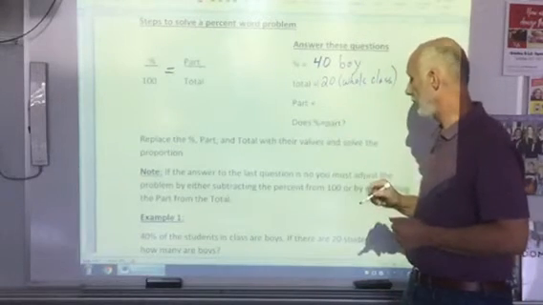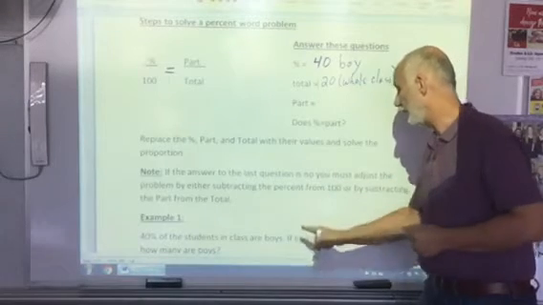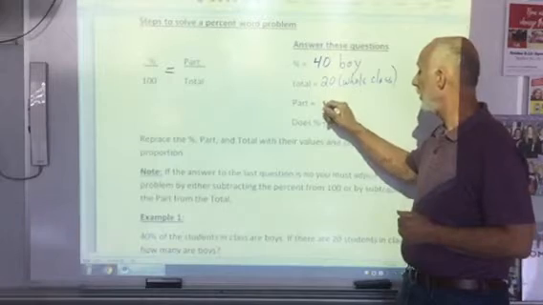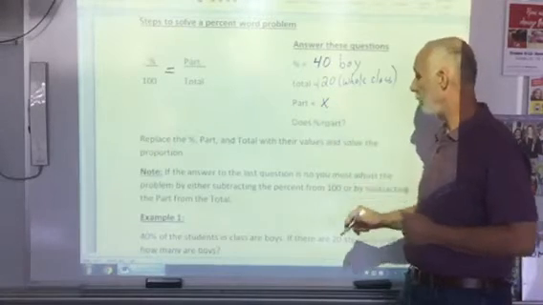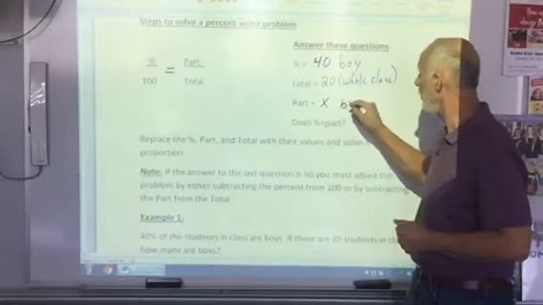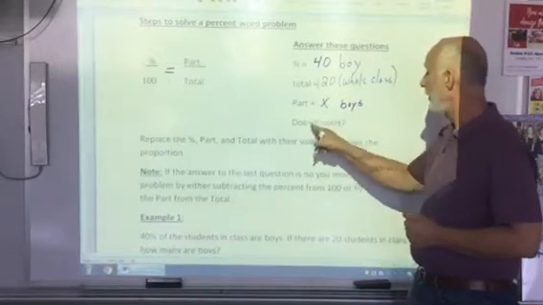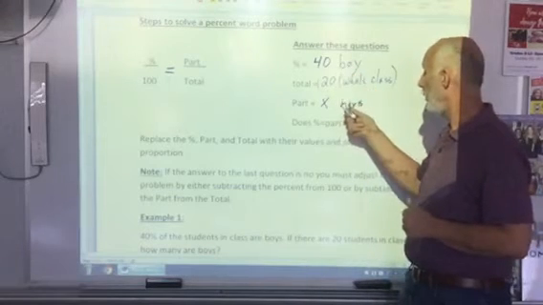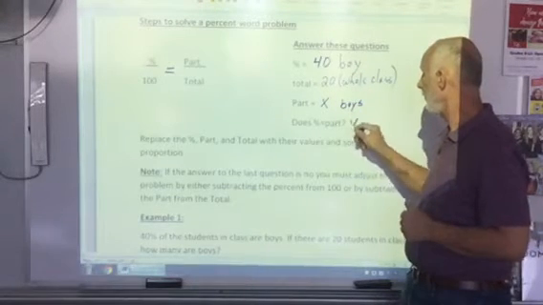And the part, well, it says how many are boys. I don't have that part, so my part is X. And again, what part am I looking for? The part that are boys. And again, does the percent and the part stand for the same thing? Boys, boys. Yes, they do.